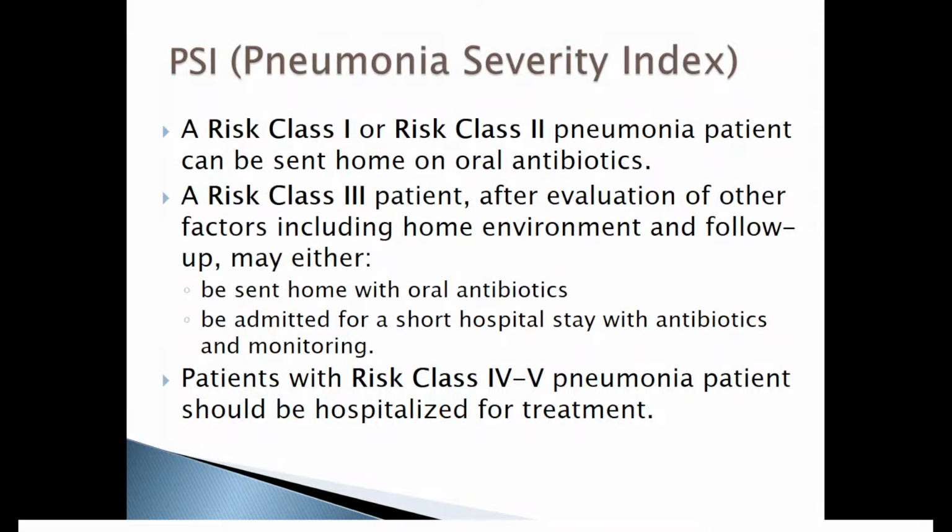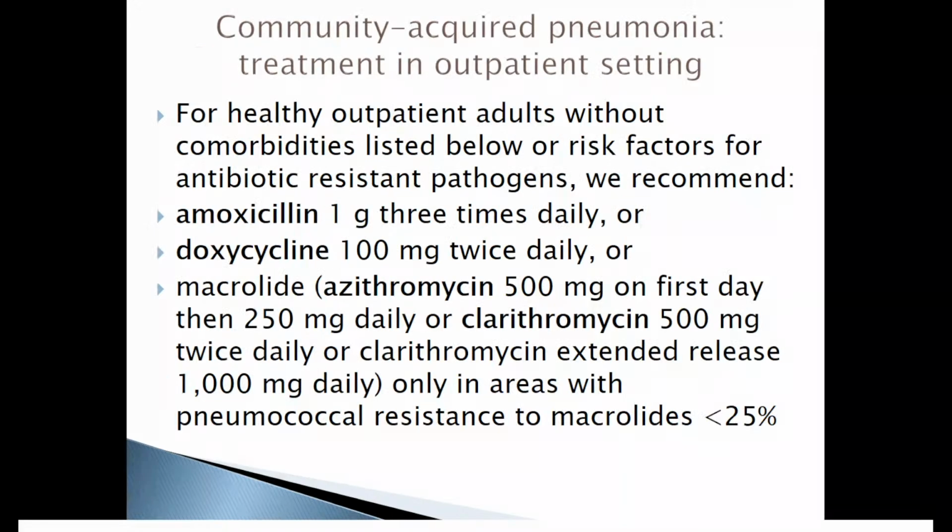Risk class 1 or 2 pneumonia patient can be sent home on oral antibiotic. Risk class 3 patient may be sent home with oral antibiotic or may be hospitalized. Risk class 4-5 patients have to be hospitalized.